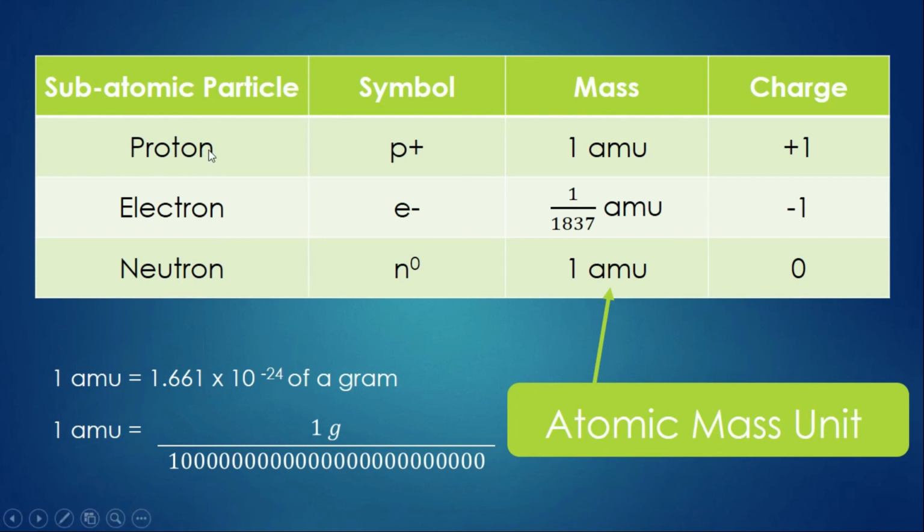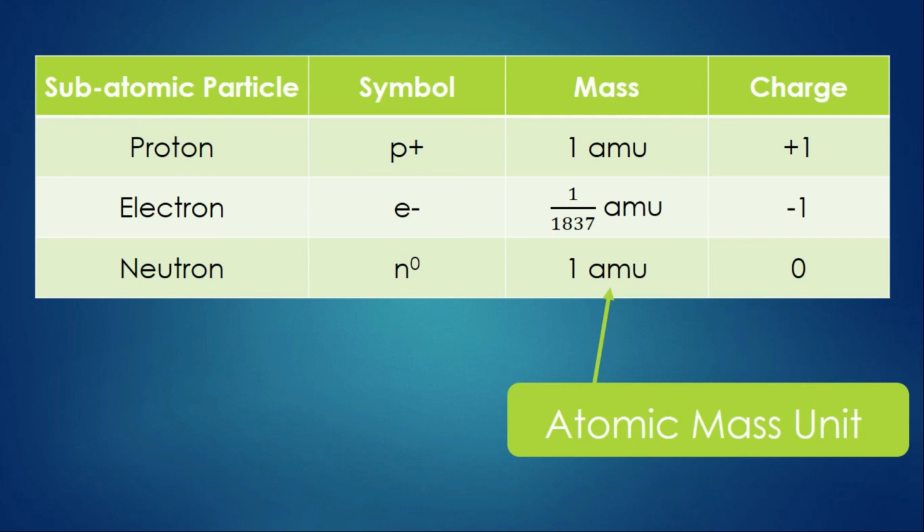So the mass of one proton as well as one neutron is 1 AMU. And likewise, in order to understand the mass of an electron, now take 1 AMU mass of something, divide this mass into 1837 equal parts. Take one part out of it, and the mass of that one part is the mass of one electron, which is much lesser than that of a proton or a neutron. In fact, the mass of an electron is so small that we don't even consider its mass while calculating the mass of an atom.